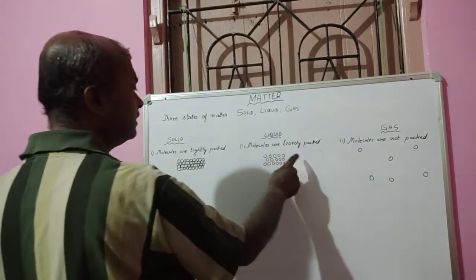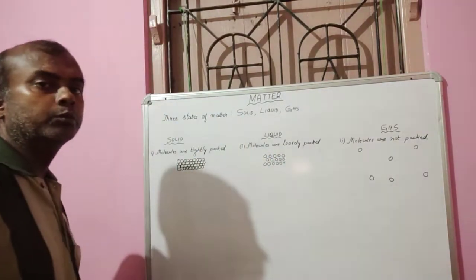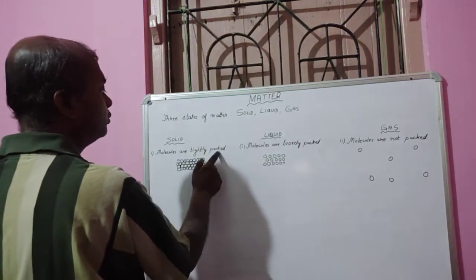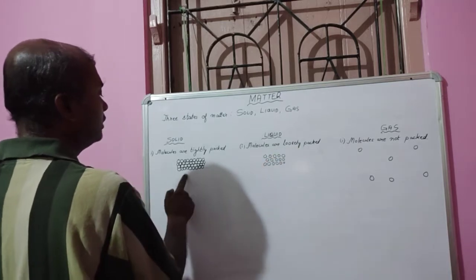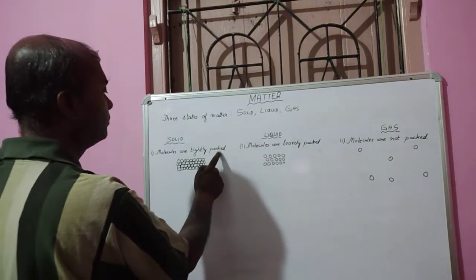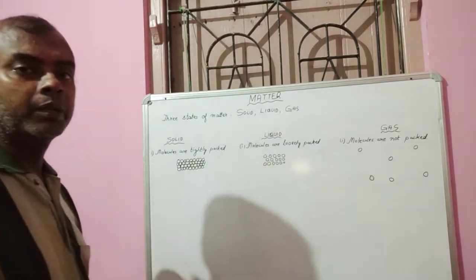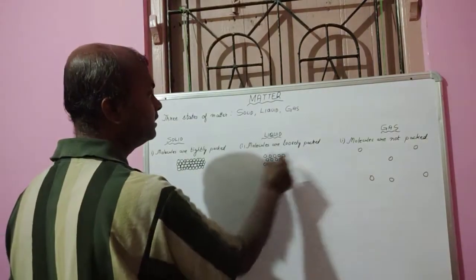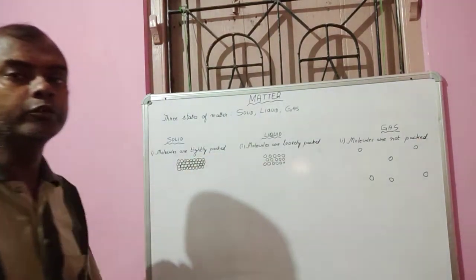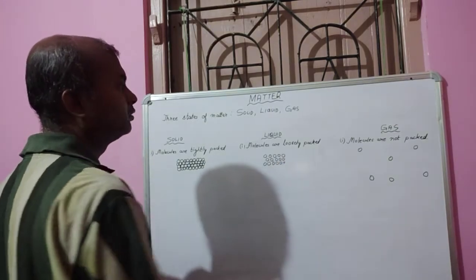Liquids, they are arranged in rows, but the gaps between the molecules are a little bit more now. So we say that the molecules are loosely packed. Notice this word packed. Solid and liquid, I have mentioned that they are packed. In solid, tightly packed. In liquid, loosely packed. Packed means the arrangement is there in a particular sequence. Here the arrangement you have been shown is the arrangement of rows. First row, second row, third row, like that.